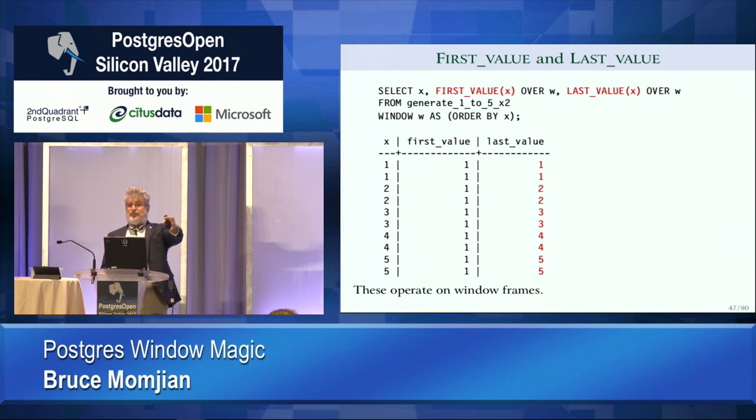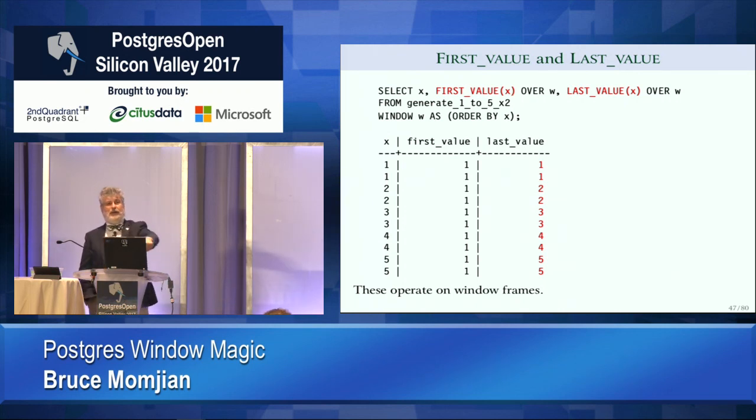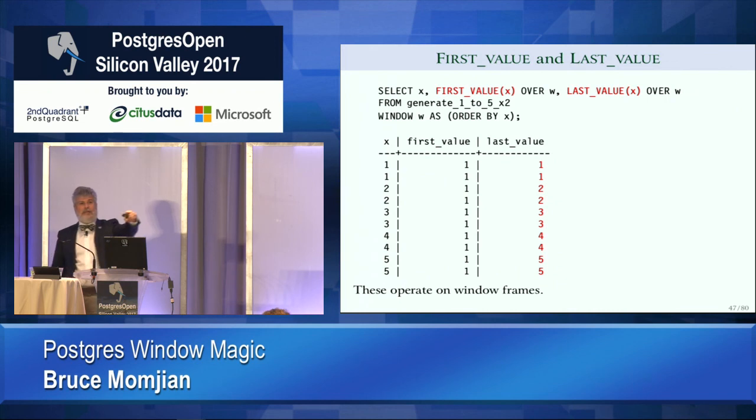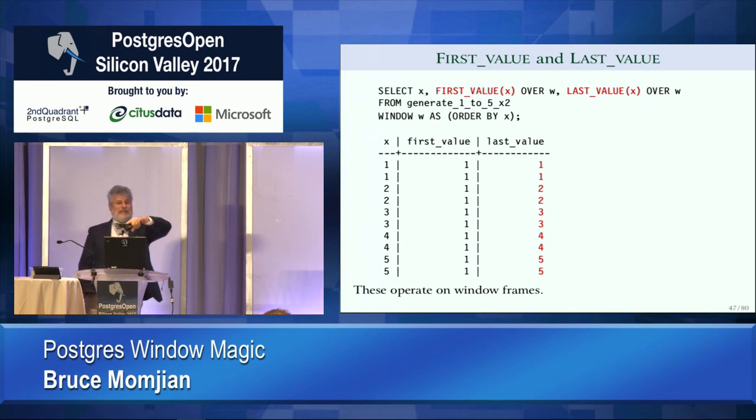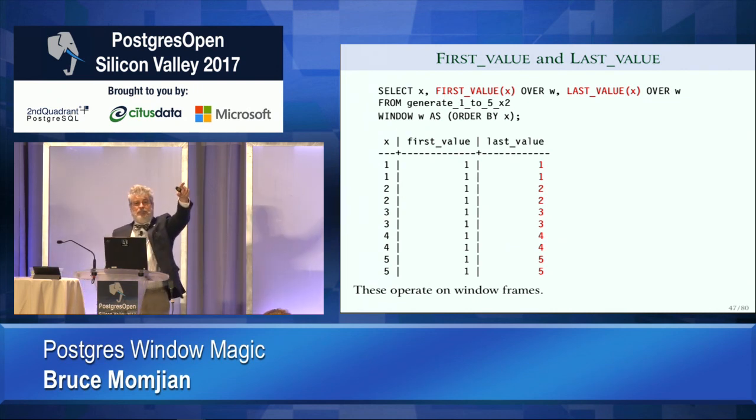Here's another one. 2 new functions, first value and last value. This is going back in your frame. See the word frame at the bottom. Now it matters what my frame is. It didn't for the previous ones. It goes back in my frame and it says give me the first value in my frame, and this third column says give me the last value in my frame. Pretty easy to understand.